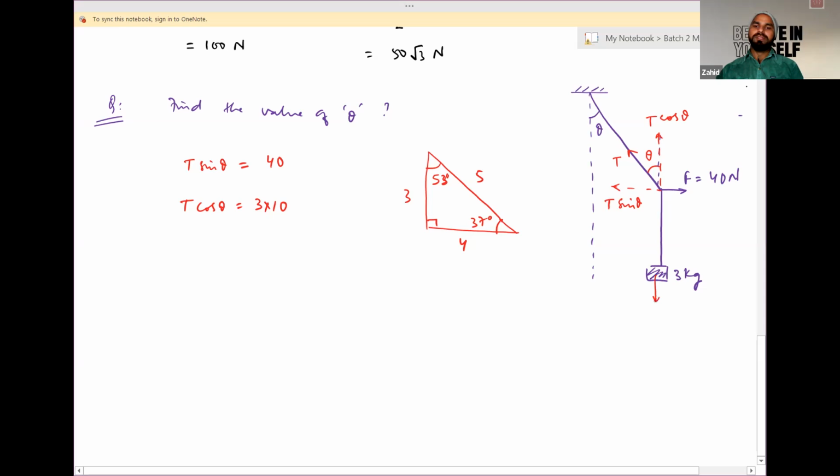Since there will be a force in downward direction, that is mg, the total force in this particular string will be due to this part. Mass is 3, gravity is 10.